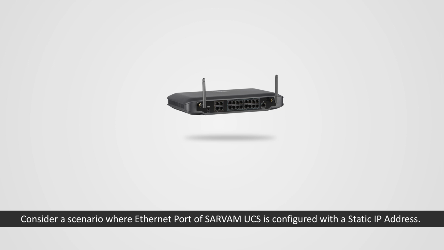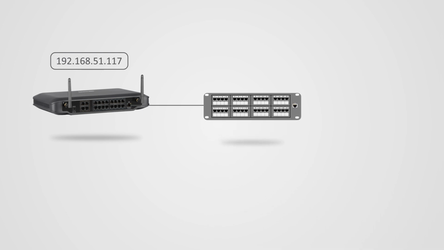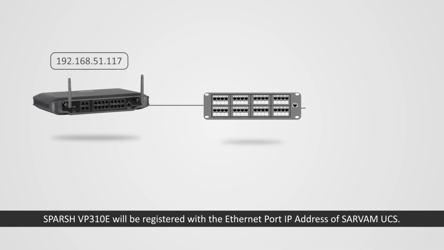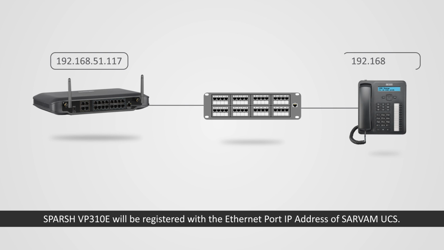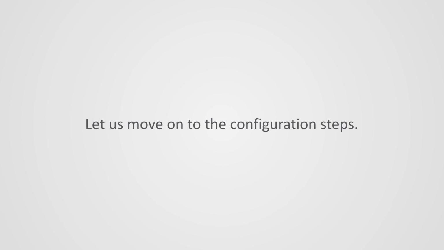Consider a scenario where Ethernet port of SARVAM UCS is configured with a static IP address. SPARSH VP310E will be registered with the Ethernet port IP address of SARVAM UCS. Let us move on to the configuration steps. We will complete the configuration in 2 steps.